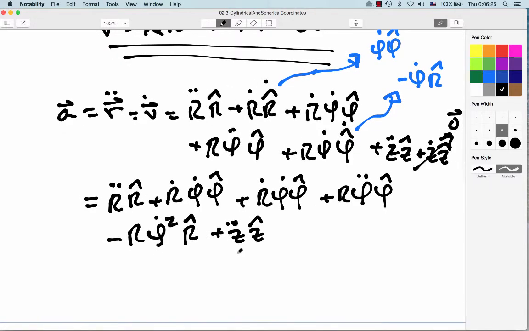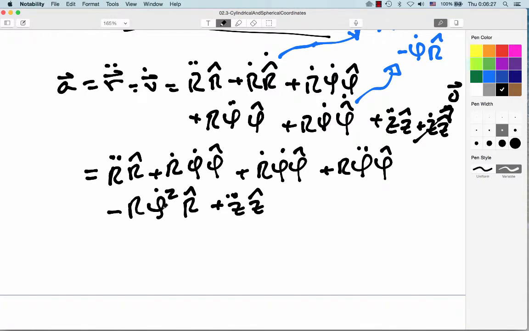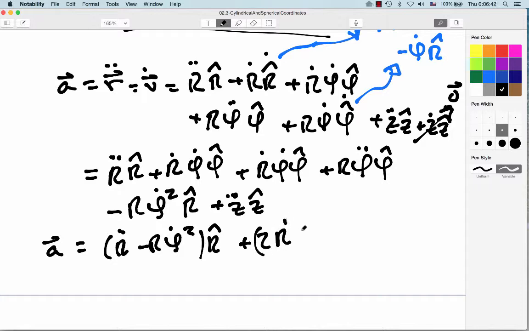I can clean this up just a little bit to get that the acceleration will be equal to r double dot minus r phi dot squared r hat plus 2 r dot phi dot plus r phi double dot phi hat plus z double dot z hat.